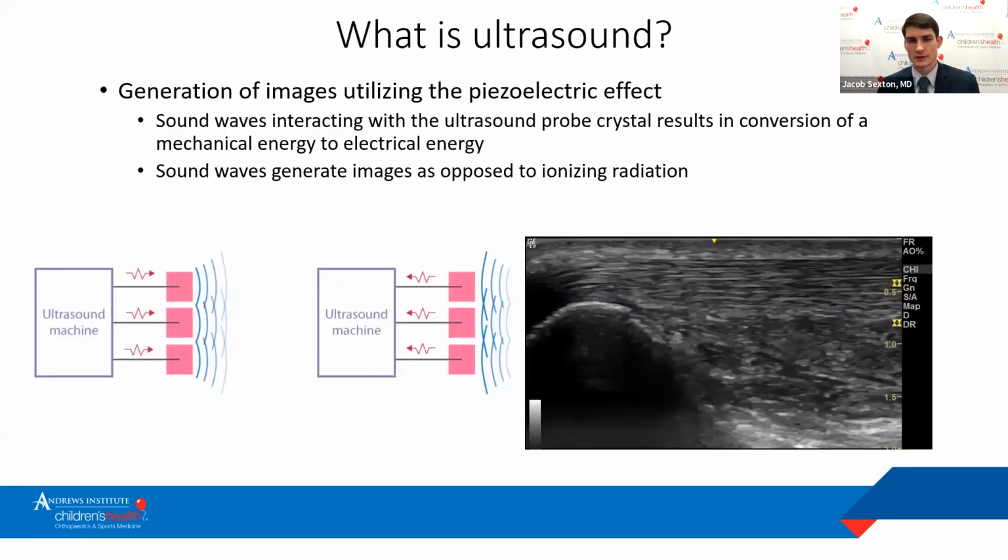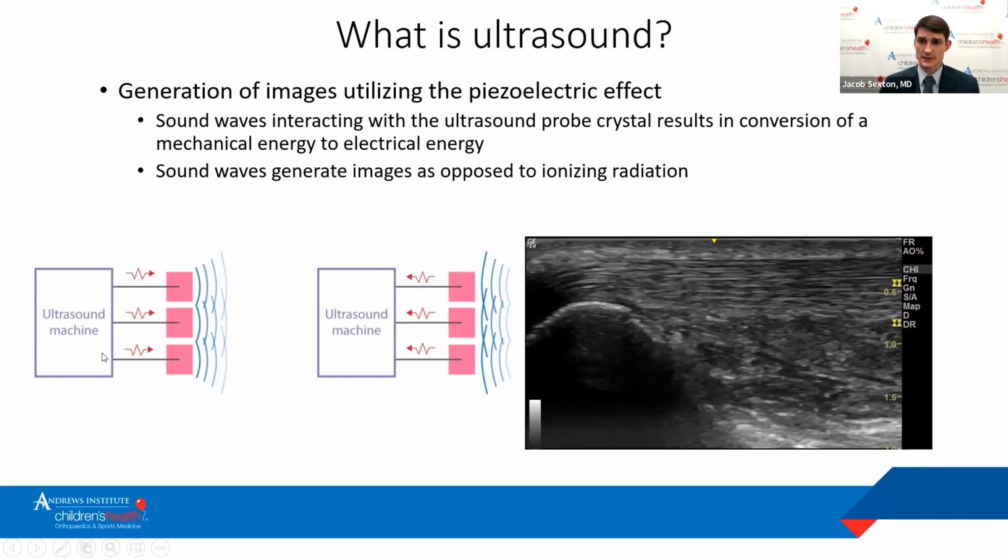So what exactly is ultrasound? Ultrasound is the creation of images on screen by utilizing the piezoelectric effect. The piezoelectric effect is the transition of electrical energy into mechanical energy and mechanical energy into electrical energy, and vice versa. The sound waves ultimately return back to the machine and are then turned into images in gray and black scale, using sound waves as opposed to ionizing radiation.